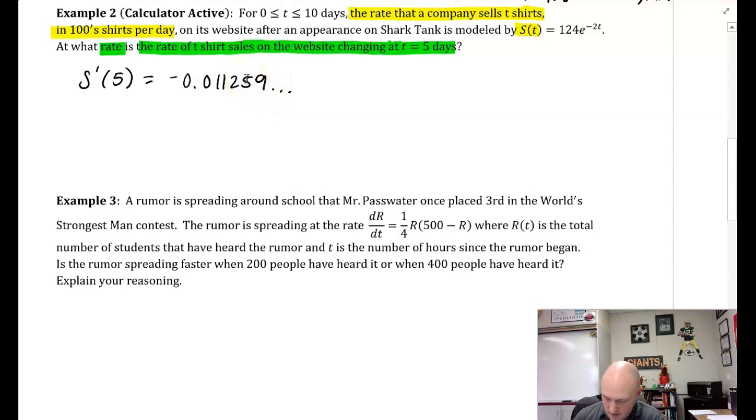So what does this mean? Well, what does S of t mean in context? Well, that's the rate of t-shirt sales.